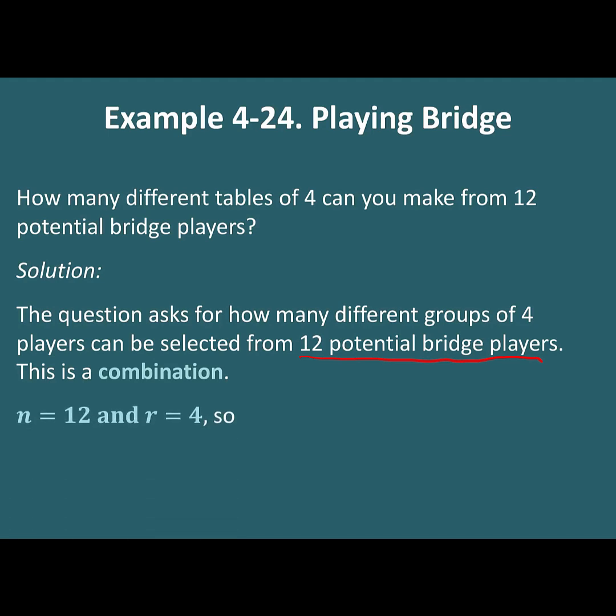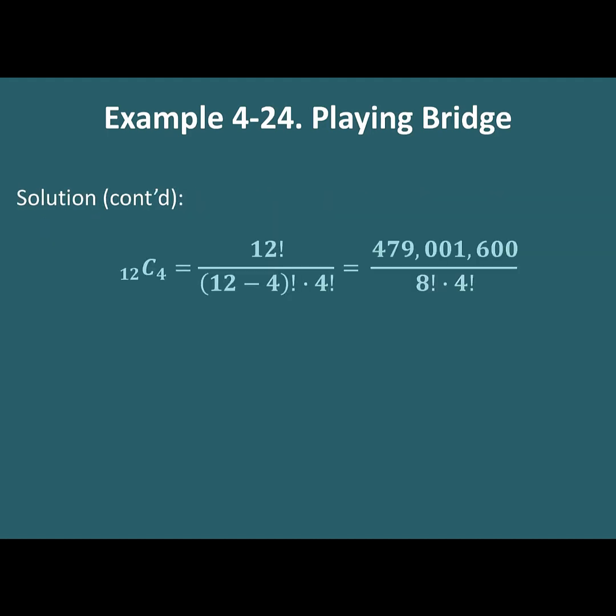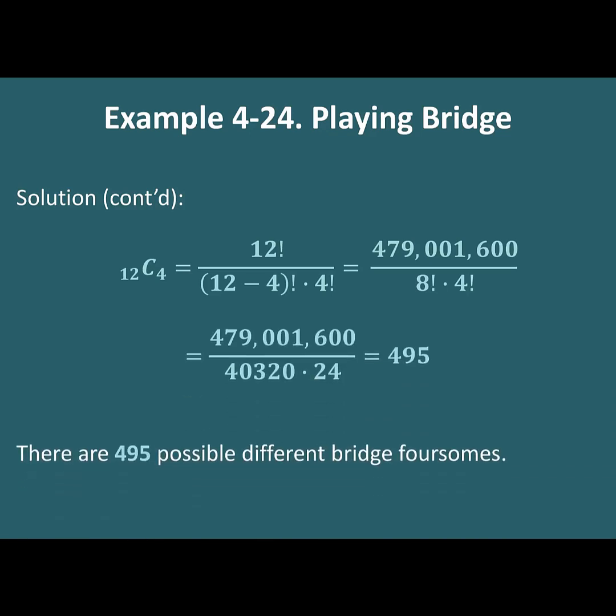Therefore, in this case, n is 12, and we're choosing 4 people. So the combination is as follows. 12 factorial in the top, and the bottom is 12 minus 4 quantity factorial, which becomes 8 factorial, times 4 factorial. Simplifying this, continuing on, we end up with 495 different combinations.